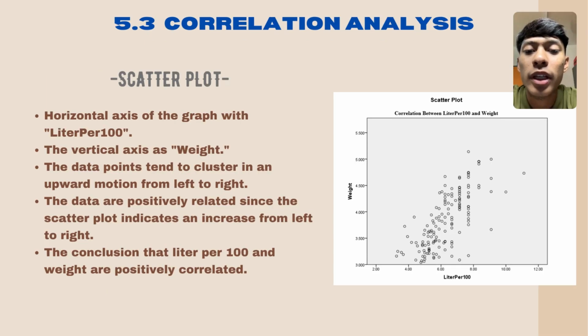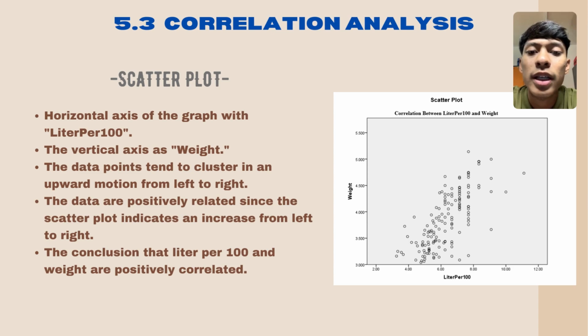Explanation for scatter plot. Label the horizontal axis of the graph as liter per 100 and the vertical axis as weight. As a consequence, we know the graph is presenting liter per 100 and weight data. A broad view of the scatter plot reveals that the data points tend to cluster in an upward motion from left to right. The growth is not remarkable, but there is a clear upward tendency.